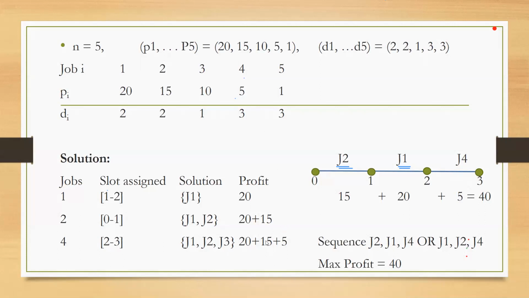Okay. Then finally come up with this result. The sequence is J2, J1, J4. How did you get this sequence? You look at the slots assigned. The 0 to 1 slot is assigned to job 2, hence J2. J2, J1, J4 is the sequence, or J1, J2, J4 is the sequence.